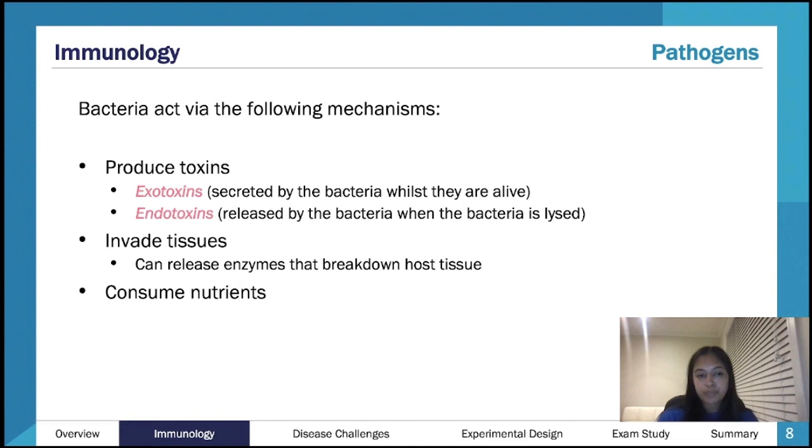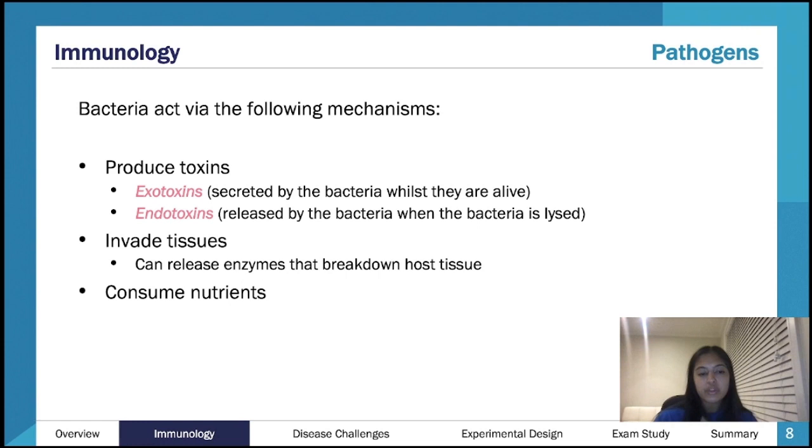So, invading tissues. We think of bacteria as extracellular pathogens. They exist outside the cell, and then they can come in and invade tissues. They can release enzymes and other toxins that ultimately break down that tissue and the cells in that tissue. That's going to lead to consequences, symptoms, and ultimately sometimes death of those cells and tissues.